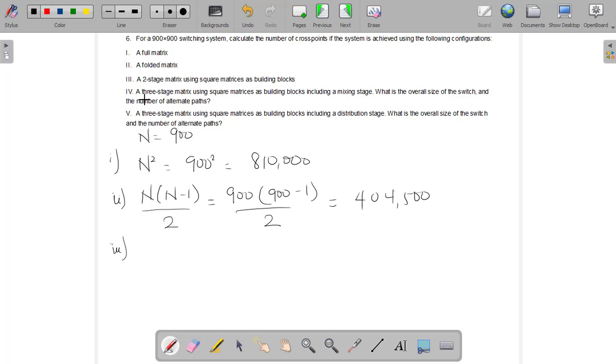Part three. We are going to use a two-stage matrix using square matrices as building blocks. With this in mind, we are going to look for the square root of 900, and that will give us our small n. The root of 900 gives us 30. Hence, to find the number of cross points in a two-stage matrix using square matrices as building blocks, from our previous tutorial, we found the number of cross points to be given by the formula 2 times n cubed. And so we have the expression 2 times 30 cubed. That gives us 54,000 cross points. So let's go to part four.